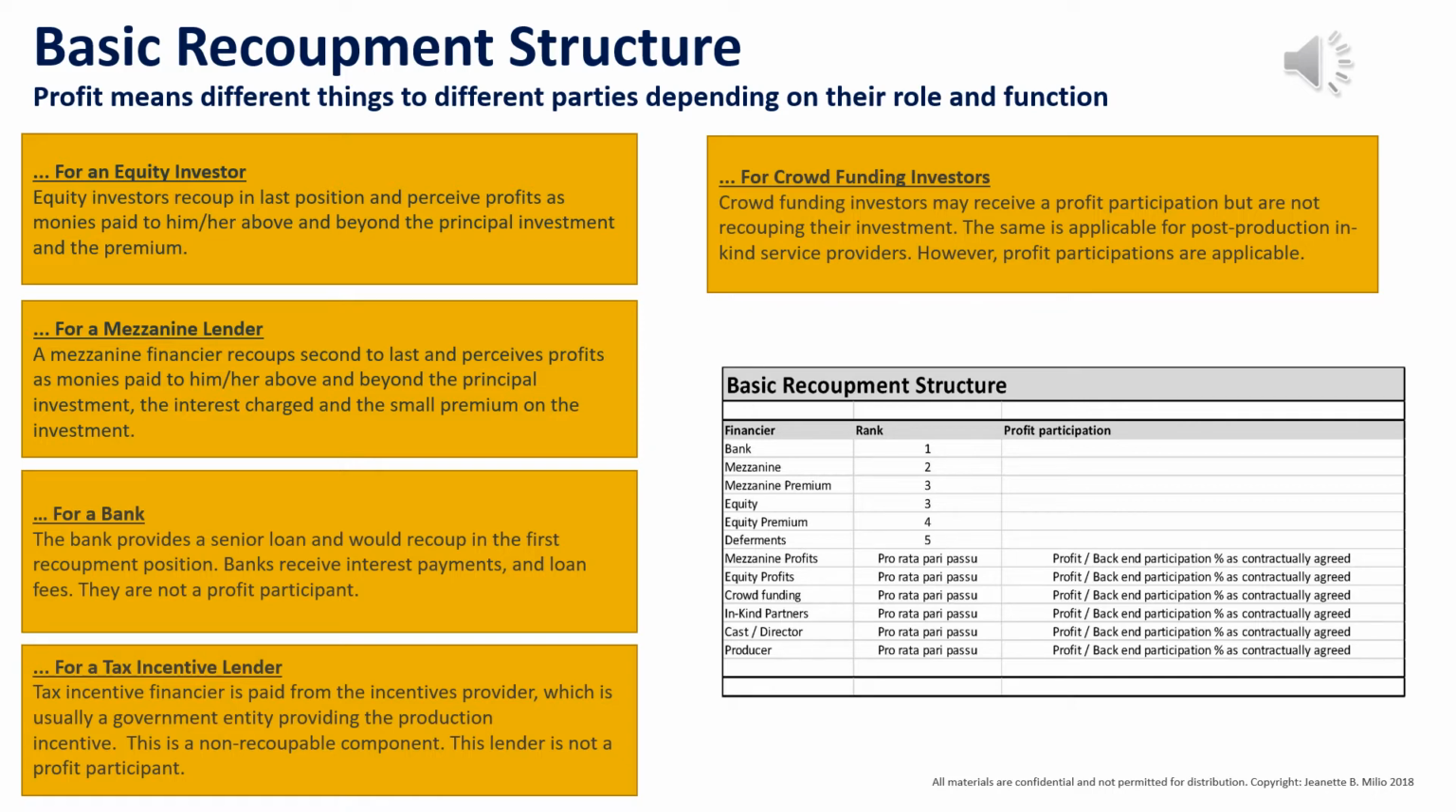Each of these entities recoups in a certain position in the recoupment structure, which is also referred to as the waterfall. The bank will always recoup first, the mezzanine lender will always recoup after the bank, and then the mezzanine lender will recoup their premium. The equity investor comes after the mezzanine lender has recouped, and then the equity will recoup a premium. If you have deferments, then they would recoup after the premium of the equity investor. And after that, everyone would participate in profits at the same time in relation to the profit percentage that was agreed.